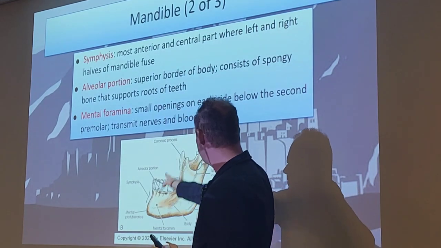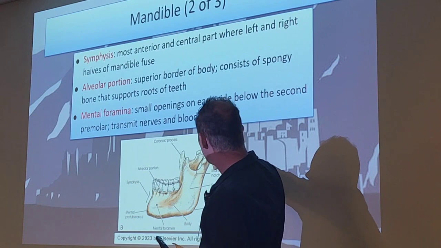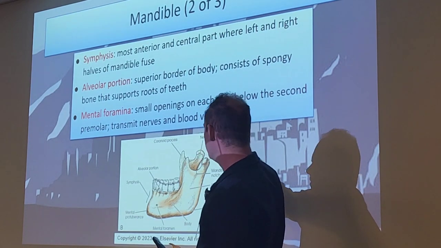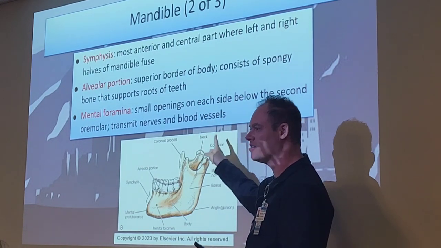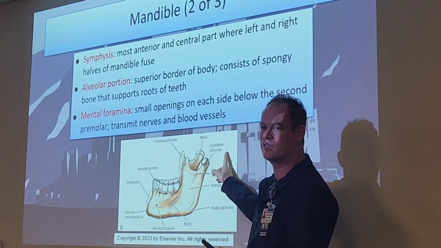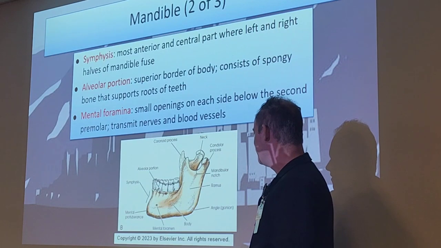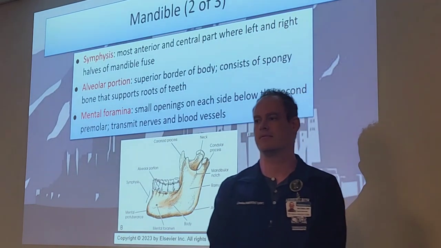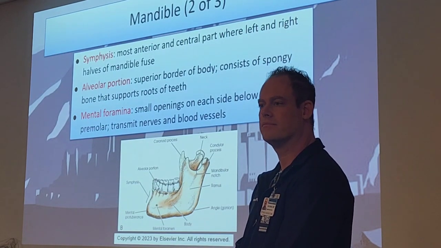There's your coronoid again. There's your notch. There's your neck. And then your condylar or condyloid process, also called mandibular condyle. Say it again, mandibular condyle, condylar process, condyloid process. Three names for the same thing. Mr. Donahue? Yeah. So if the alveolar portion consists of spongy bone, the rest of the mandible would be just dense. Compact. Compact, okay.